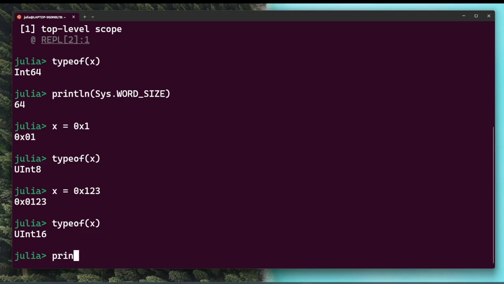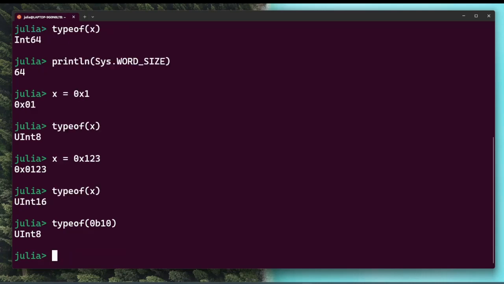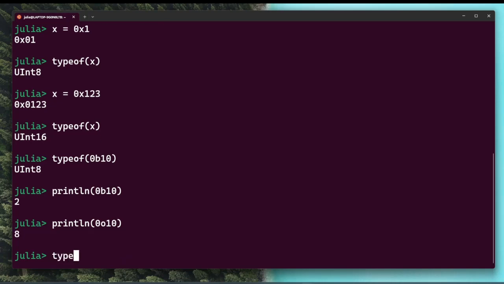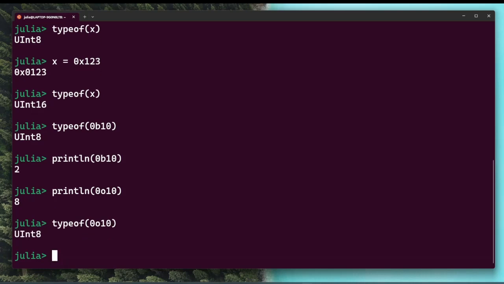Now another example is if we want to use octal and binary. Octal and binary are written with 0b and 0o. So this is a UInt8. If I put this one, the value is 2 in binary. If I would like to print the same thing in octal mode, it is 8, and let me print this UInt8. This is how we have defined it.